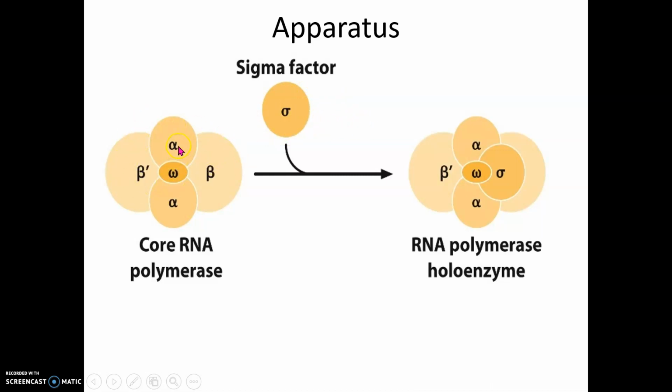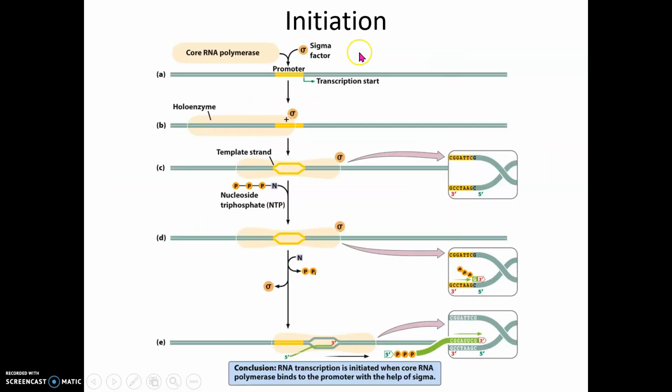So you have a core, 2 alphas, 2 betas, 1 omega. When the sigma factor binds to the core, you get this holoenzyme. So core enzyme, sigma factor. Sigma factor binds to the core, creates the holoenzyme. It binds to the -10 and -35 consensus sequences.